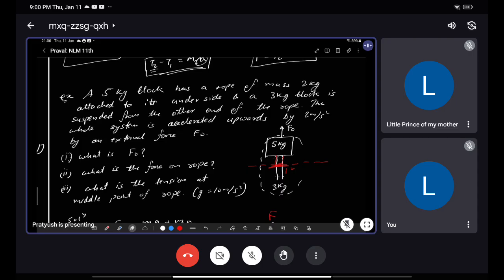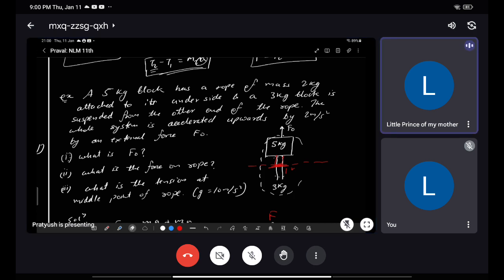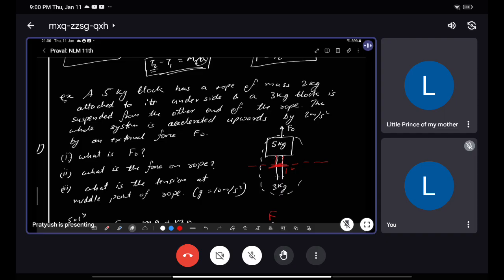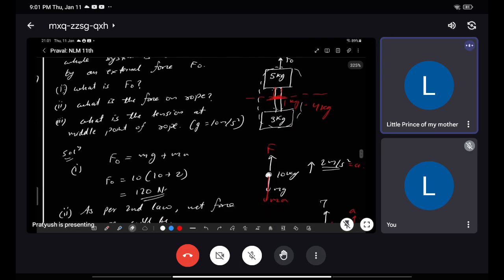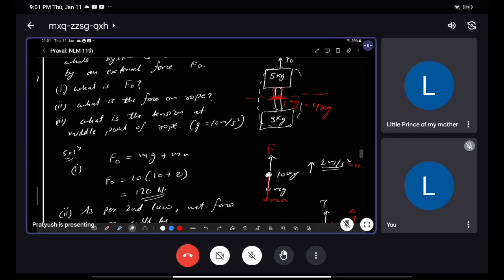Any answer? The force is 120 newtons. How is the force 120? The force is not just mg, it is mg plus m times the acceleration. Yes, very good. Very good, Hemant.